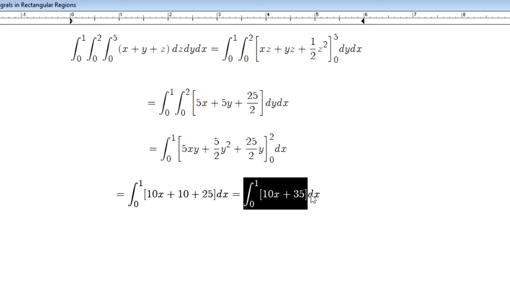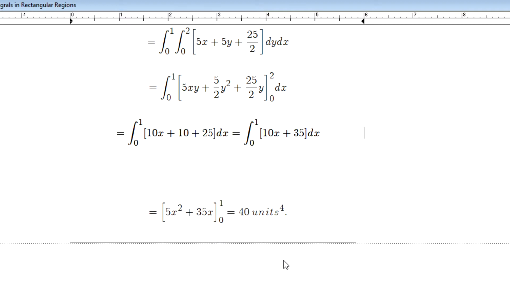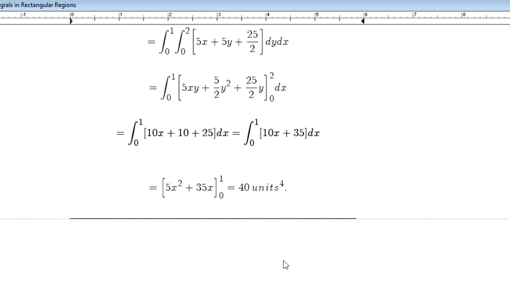which is now just a single integral with respect to x that we evaluate across the bounds from 0 to 1. This x bumps up to 2, and we divide by 2. This becomes 5x squared plus 35x. If I bring that note into view, we do end up with this antiderivative of this statement here, which is 5x squared plus 35x. And if I evaluate it across the bounds from 0 to 1, at 0 it becomes 0, but at 1 we would end up with 5 plus 35, which is 40.